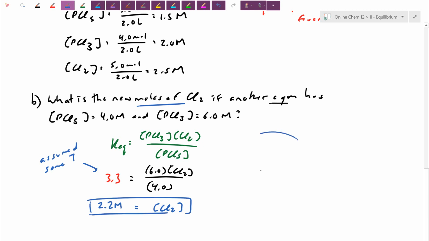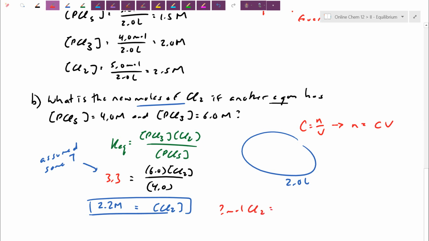And remember my container happened to be a 2-liter container. For my concentration to be 2.2 molar, if you need to, you can go C is equal to N over V. So therefore, N is just C times V. Take the volume times the concentration. So what is the moles of the CO2? That's what they're asking in this problem here. Take your concentration, which is 2.2 molar, times 2 liters. And this gives us here 4.4 moles. All right? So there we go.